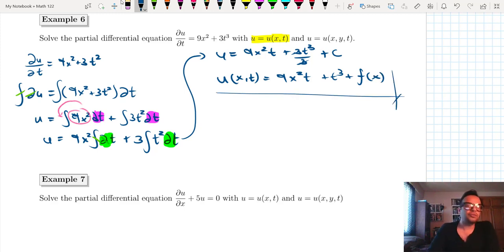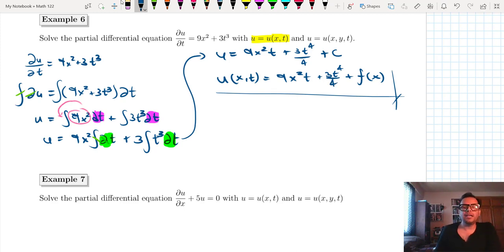And that is the solution to the partial differential equation, but I believe I did a silly mistake here. This was supposed to be cubed, and this 3 remains the same. This is 4, and this 3 was supposed to be a 4. Okay, let me change this real quick. 3t to the 4th over 4.